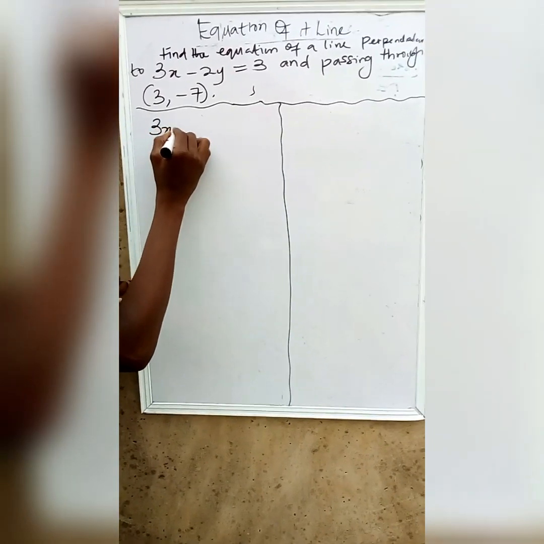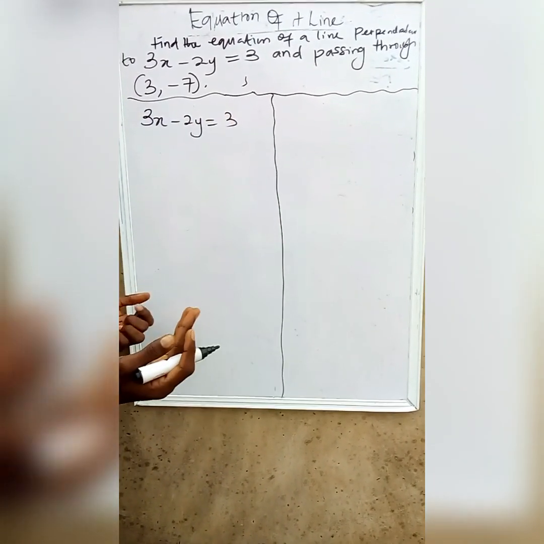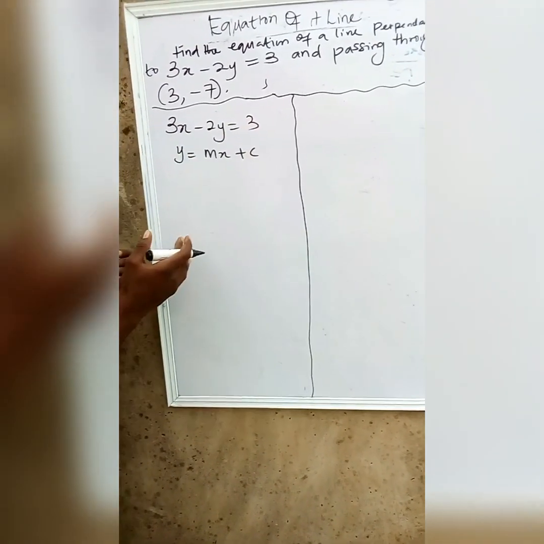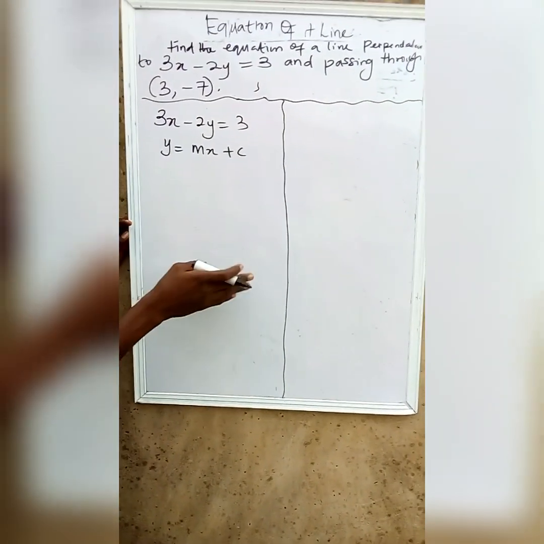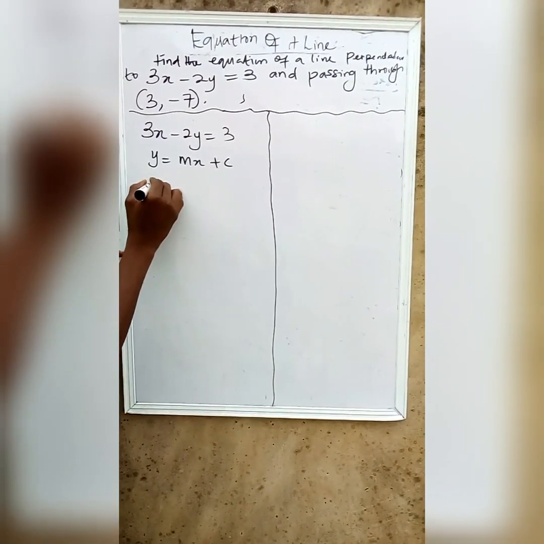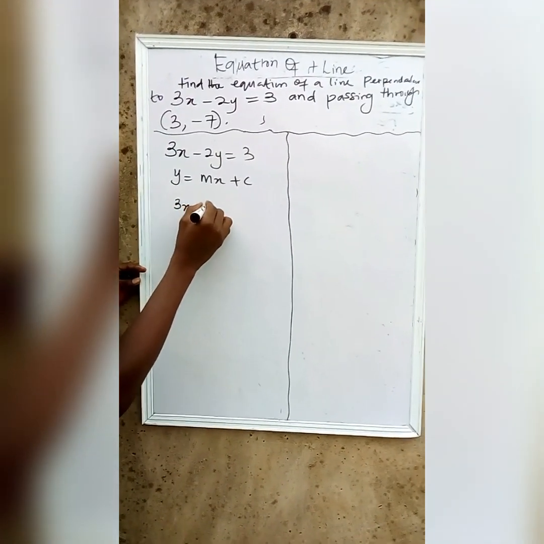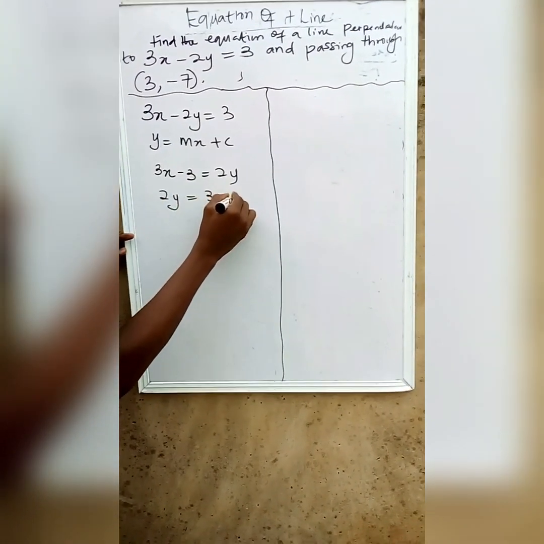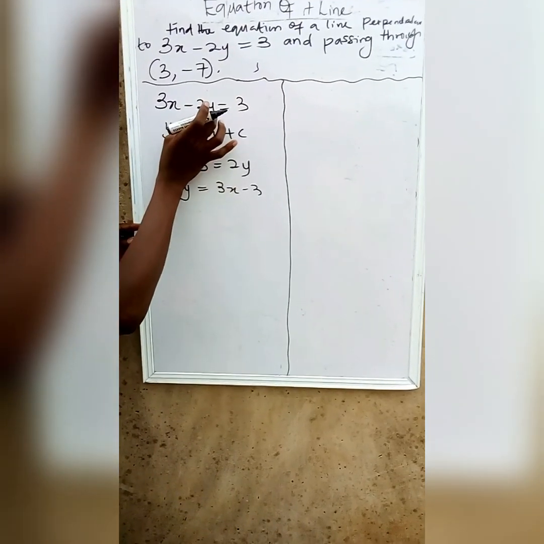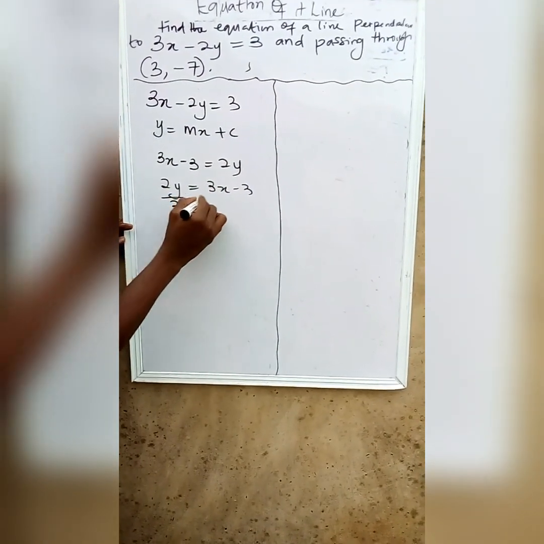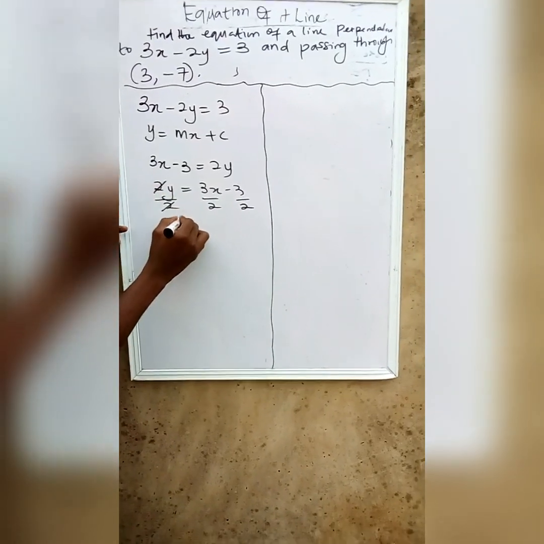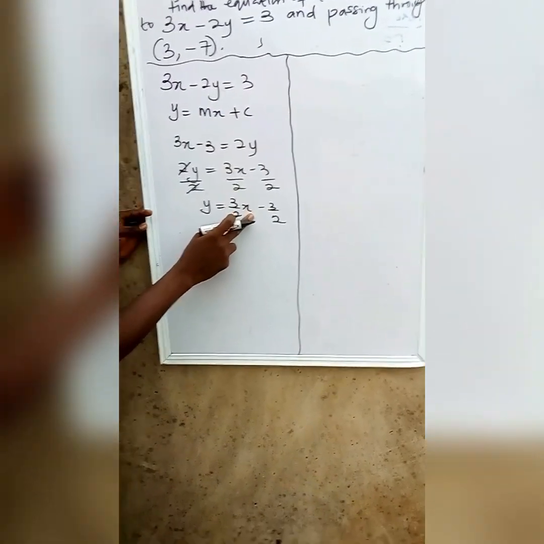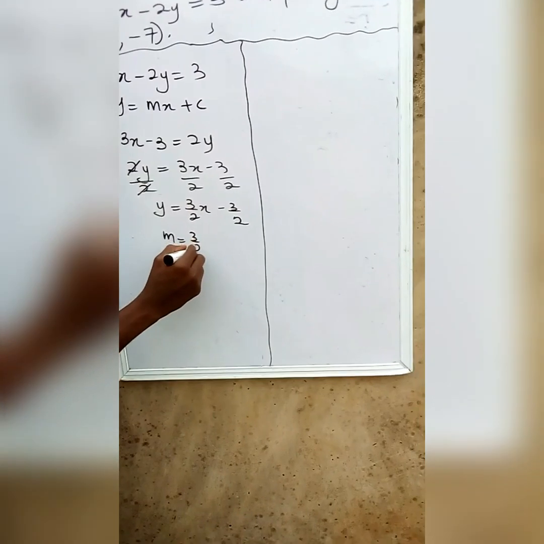And how do you get your gradient directly from an equation? We use our gradient intercept form that states that what? Y is equals to mx plus c. So you have to rewrite your equation in this form. Y is equals to mx plus c. So that will be 3x minus 3 is equals to 2y. We can rewrite it as 2y is equals to 3x minus 3. I want to make my y a positive number, that's why I moved it instead. So divide through by 2. Y is equals to 3 over 2x minus 3 over 2. Where your m is your coefficient of x. In this situation, our m is directly 3 over 2.